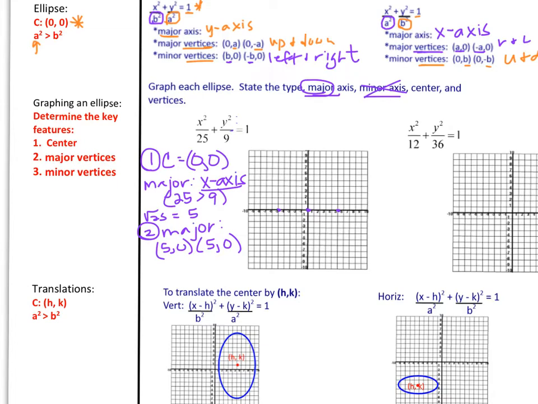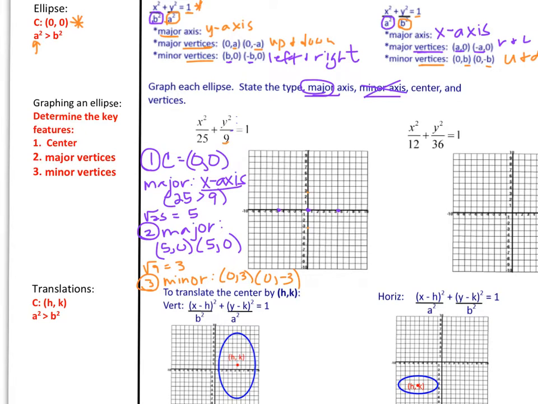Like so. To do the minor vertices, we look at the smaller number. That's 9. The square root of 9 is 3. So for our minor vertices, since that's under the y value, we'll count up 3 and down 3 from our center. If we count up 3, we'll just be at 0, 3. And if we're down 3, that'll be 0, negative 3. Let's plot those 2 points, up 3 and down 3.